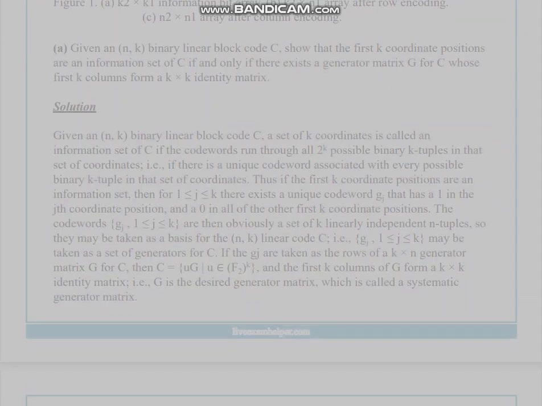Figure 1. A. K2 times K1 information bit array. B. K2 times N1 array after row encoding. C. N2 times N1 array after column encoding.